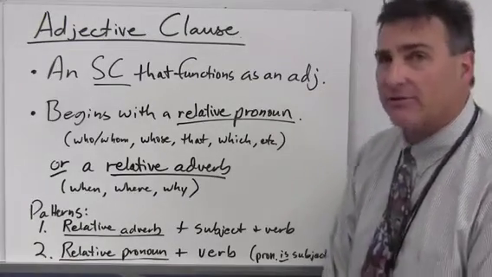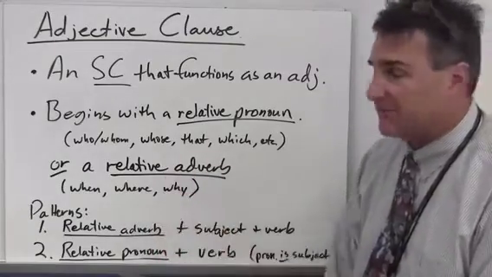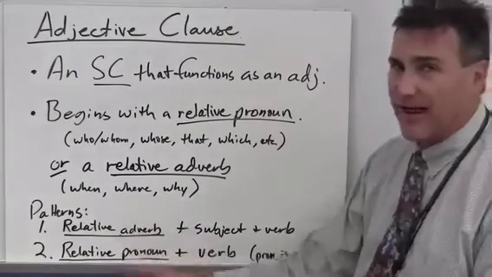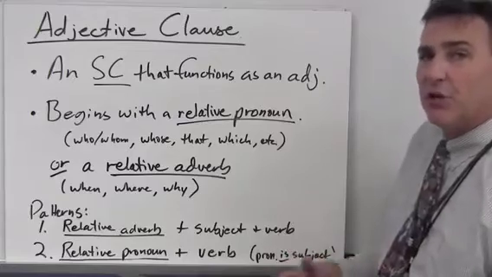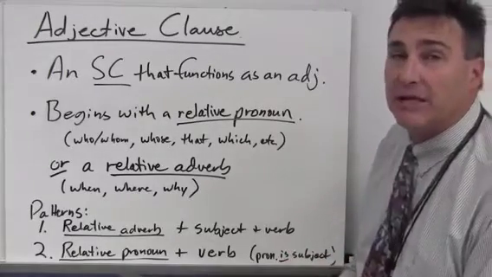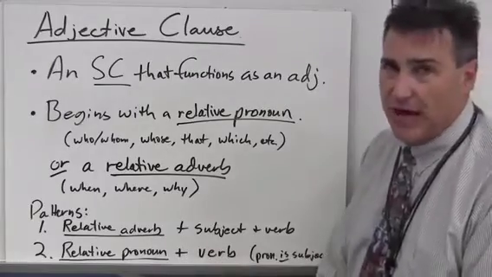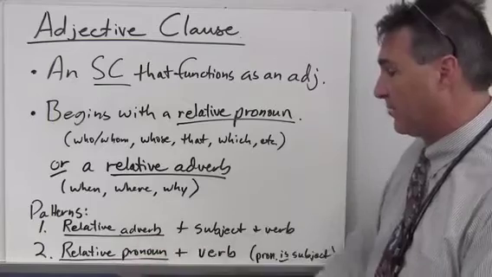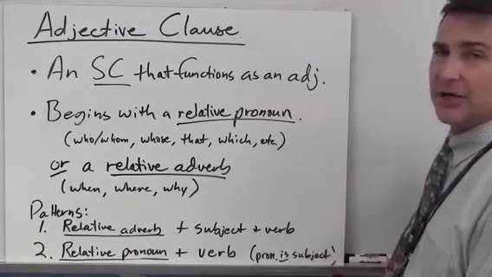The patterns for these sorts of subordinate clauses, for adjective clauses, are typically as follows. For the relative adverb form, you'll have the relative adverb plus a subject plus a verb yielding an incomplete thought, a subordinate clause. When you have a relative pronoun, the subject may be skipped, and that's what I show here. Relative pronoun plus verb, where the pronoun is the subject.